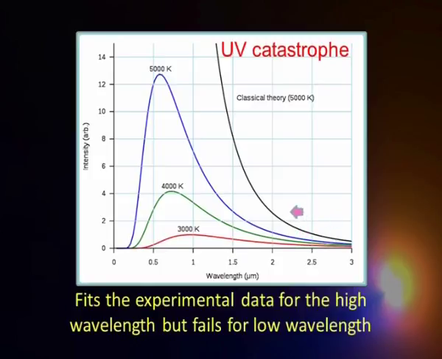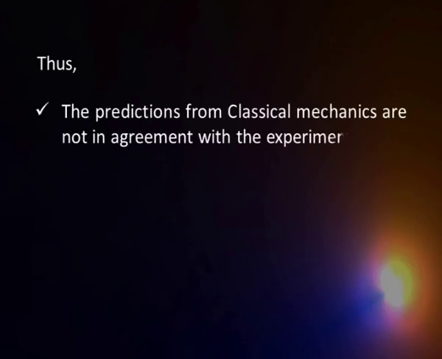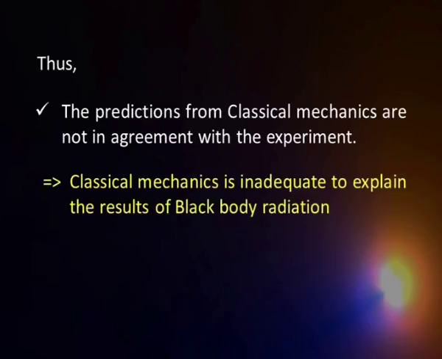We find that for the higher wavelength region there is agreement between experiment and theory. This is the curve from Lord Rayleigh's prediction, and these are the experimental curves. But for the lower wavelength region, there is a mismatch. So Wien's law explains the lower wavelength region, Lord Rayleigh's proposition explains the high wavelength region, but neither gives the whole curve. That means our classical attempts to explain black body radiation are inadequate. Classical mechanics is not in agreement with experiment, and we need something different.